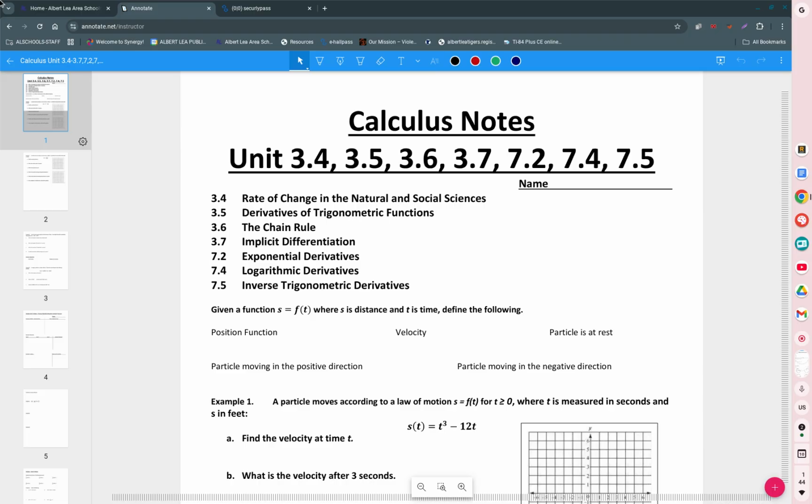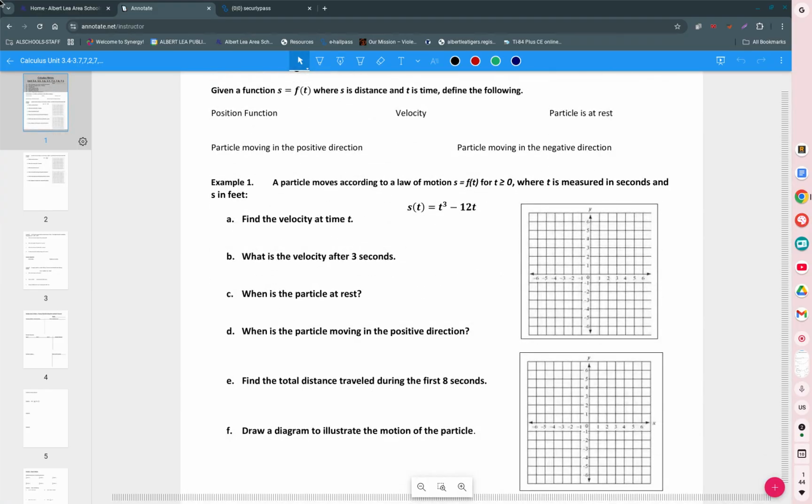And then in 7.5, you learn some other derivatives that are a little bit more challenging. But let's start right now with learning some application that we are going to do and build on throughout the entire year. Make sure you have your calculator ready to go. And away we go.